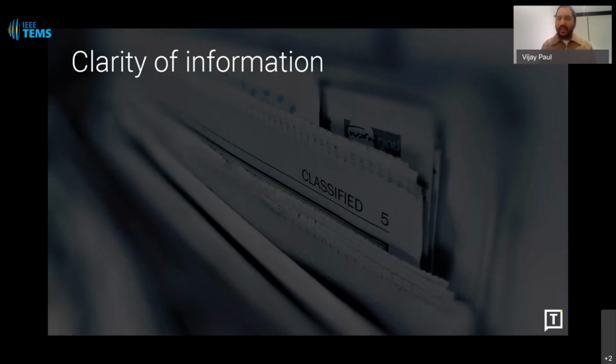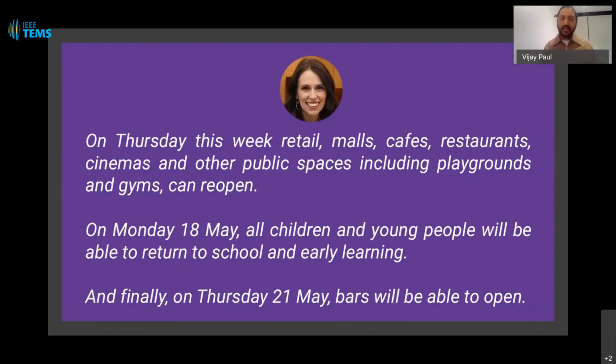The next point would be clarity of information. If you have any information to give, don't beat around the bush. Get to the point specifically. So again, I'll give an example of Jacinda's speech. On Thursday, this is what's happening. On Monday the 18th, this is what's going to happen. She keeps the information very clear. The information is crisp. Regarding crispness, I'll come again, but for a person who is listening, it's not very difficult to understand.